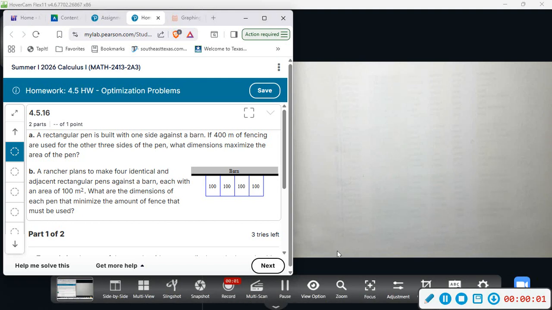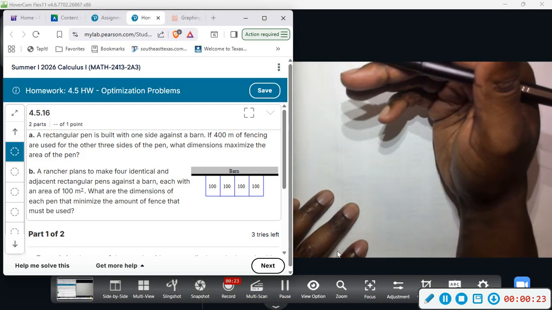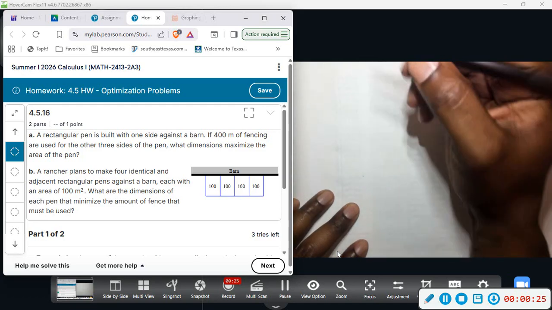All right, problem number 8. A rectangular pen is built with one side against the barn. If 400 meters of fencing are used for the other 3 sides, what are the dimensions of the area that maximize the area of the pen? So we have a picture, but that's not what we're looking at in part A. We've got 2 parts.